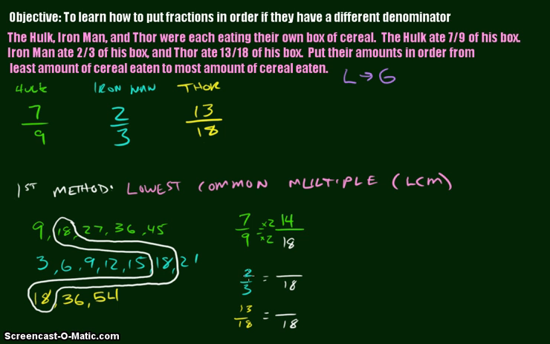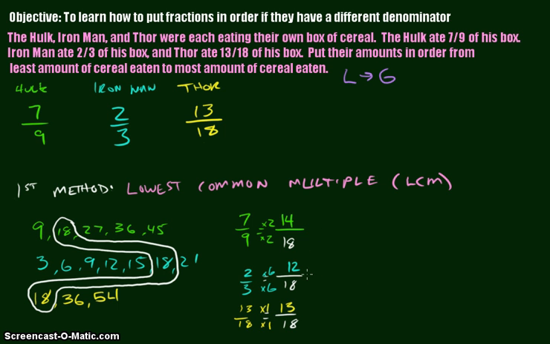And 2/3, these 3 pieces that his cereal box is broken up into, if I needed to break it up into 18 pieces, what would I have to do to each one of those 3? Well, I'd have to multiply it by 6. So I'm going to do the same thing to my numerator. 2 times 6 equals 12. And these 18 pieces that Thor's cereal was broken up into, I just have to multiply it by 1. I don't really have to change his. 13/18 stays the same, 13/18.